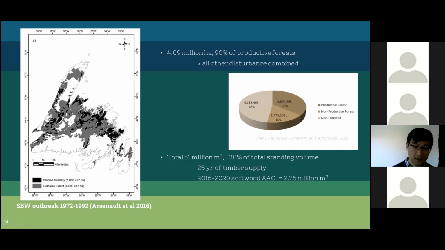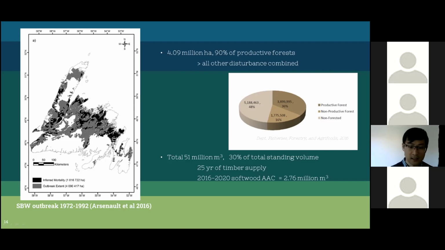And if we look at our current softwood annual allowable cut, this is 2016 to 2020. And if you don't know forestry much, annual allowable cut basically calculates how much wood we can extract sustainably within the planning period, and gives that to every year. So every year, how much wood we can sustainably harvest from the forests.